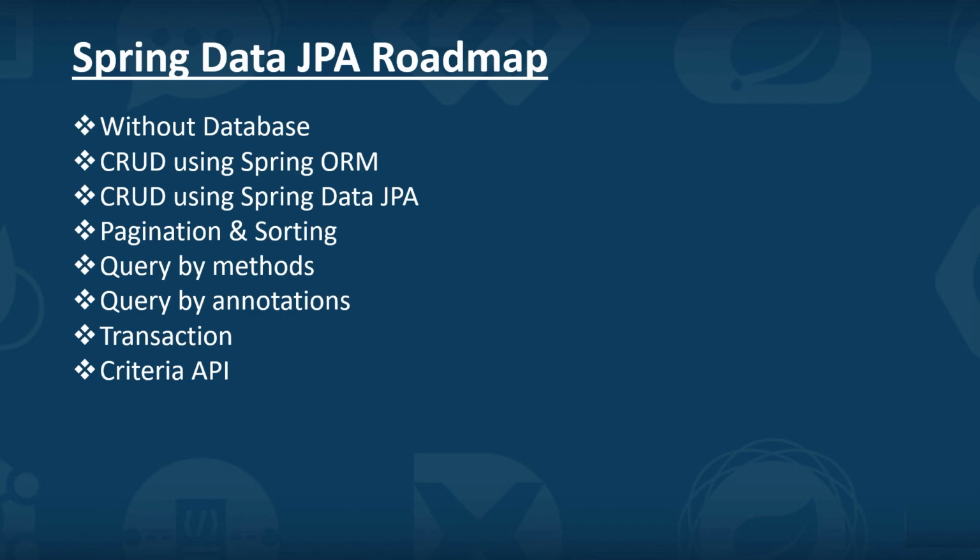Then afterwards, we are going to see about the criteria API. Now if there is someone who has already watched my Hibernate series, they know that in the Hibernate series also I have explained the criteria API. So it is going to be even more helpful for you if you have already watched the Hibernate video. Here also I will show you how to go with the criteria API.